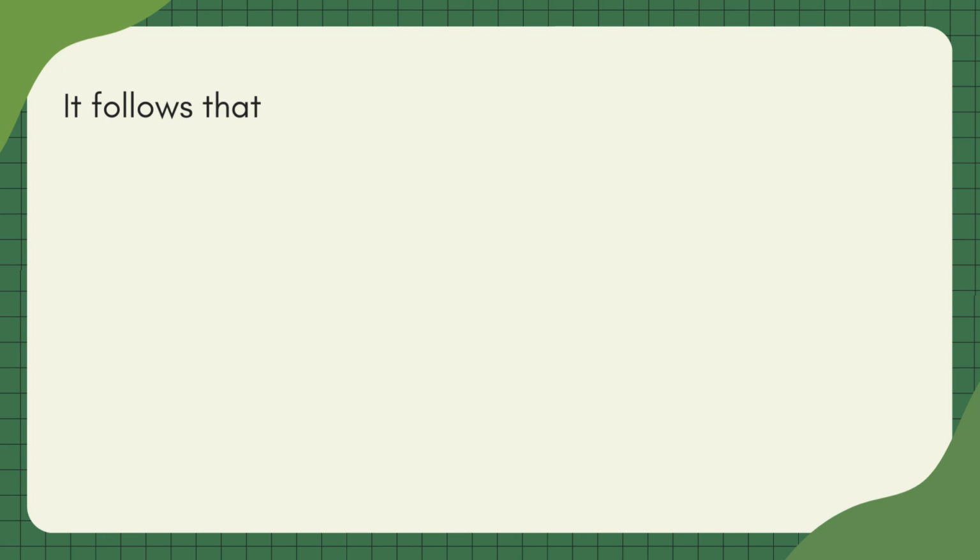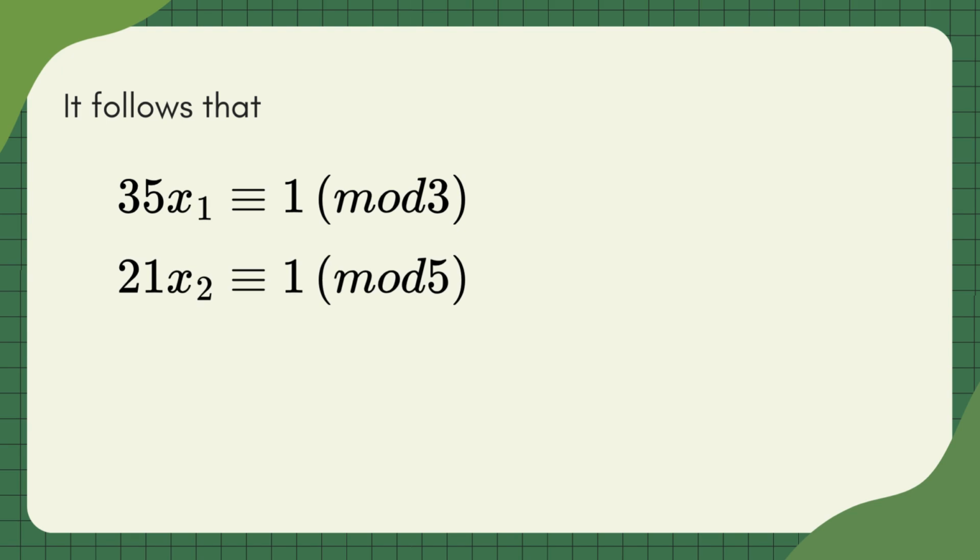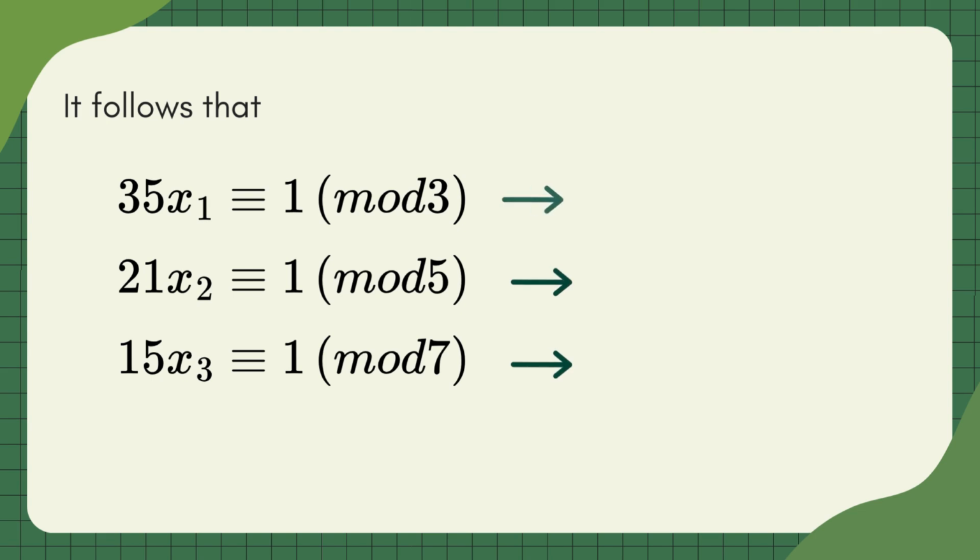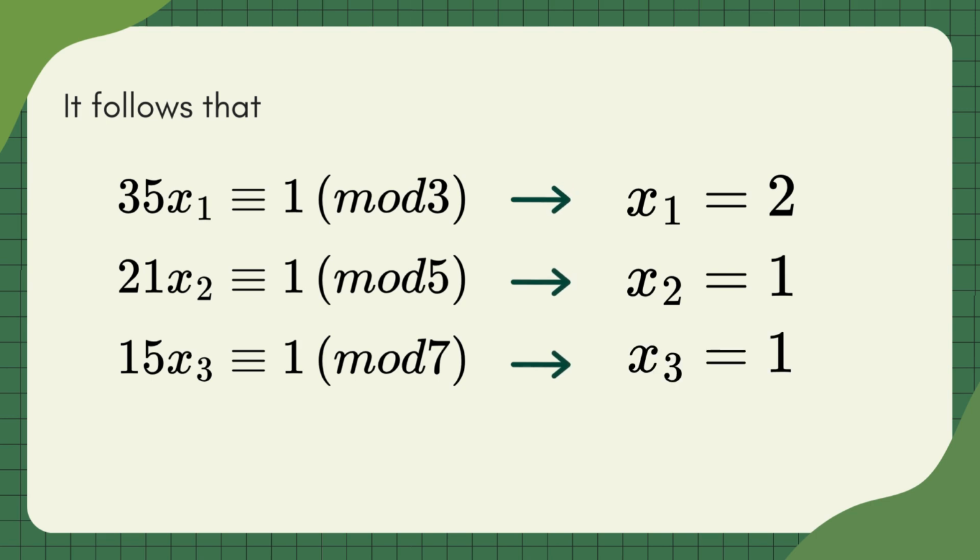We will have this new system of linear congruences. So, 35x sub 1 is congruent to 1 modulo 3, 21x sub 2 is congruent to 1 modulo 5, and 15x sub 3 is congruent to 1 modulo 7. So, I will leave this part to you as an exercise para mahanap yung mga values ng x sub 1, x sub 2, and x sub 3. But take note that by manual and explicit computation, we will be able to find x sub 1 is equal to 2, x sub 2 is equal to 1, and x sub 3 is equal to 1.